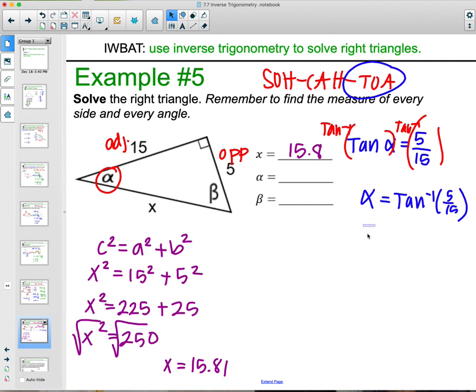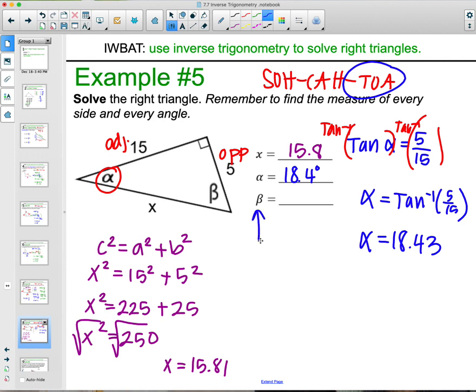And get that alpha equals 18.43. So to the nearest tenth, 18.4. Now you've got the 90-degree angle and the 18.4. So to get beta, you can just subtract both of those from 180. So 180 minus 90 and then minus 18.4. And you'll get 71.6.